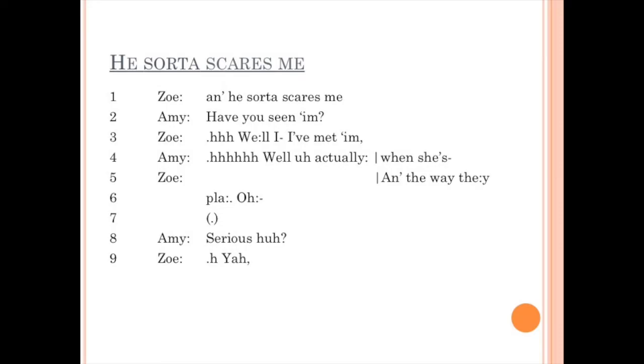In this conversation here, you can see some laughter. On line 3, you see 3 seconds of laughter. On line 4, you see 6 seconds of laughter. That's a lot of laughter.